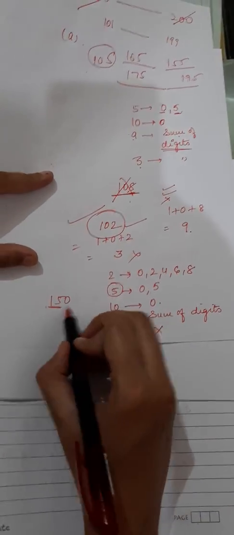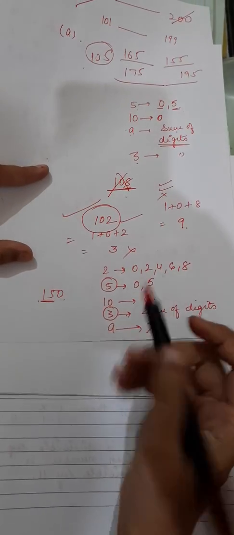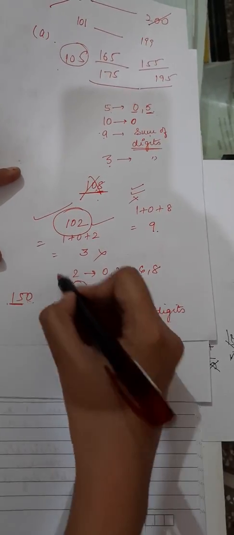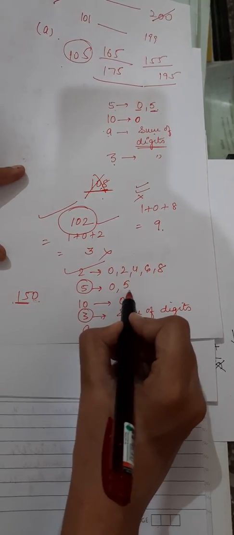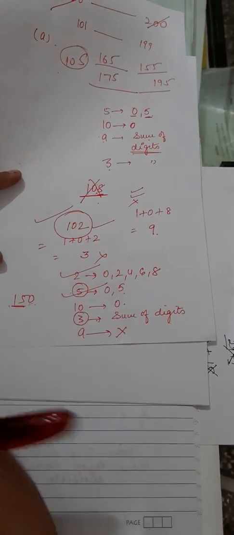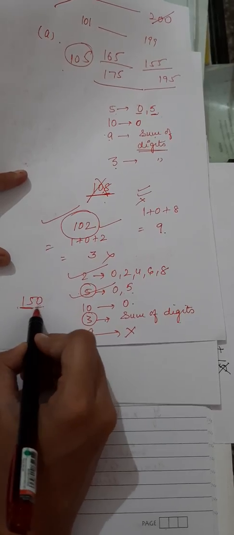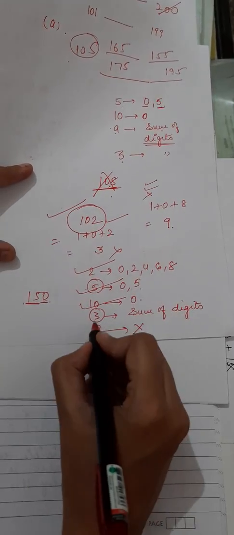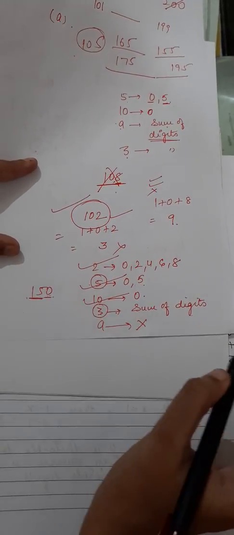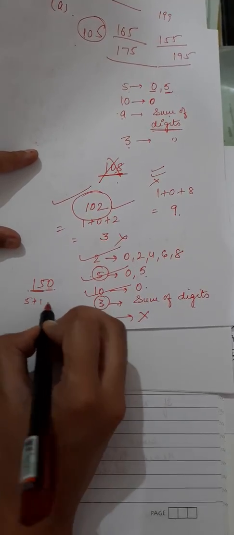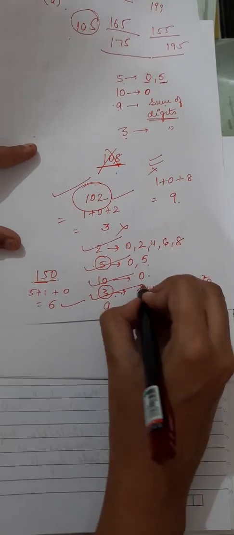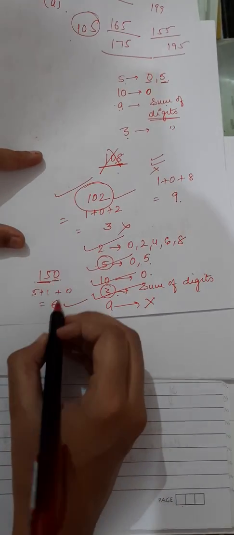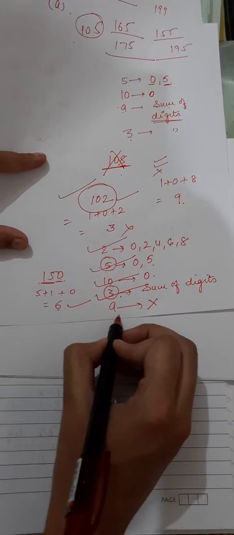Now let us check whether this is satisfying these conditions or not. Last number is 0, so yes, divisible by 2. Last number is 0 or 5, it should be for 5, so yes, it is there. This is also correct. Last number should be 0 for 10, so yes, it is correct. Sum should be divisible by 3. What is 1 plus 5 plus 0? 6, and yes, it is divisible by 3. So that means this is also correct. Now the sum of the digits is 6, and is 6 divisible by 9?